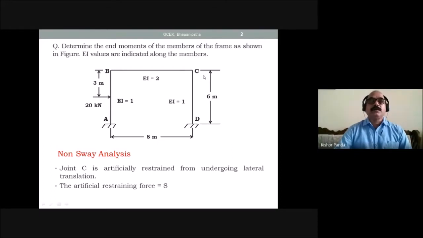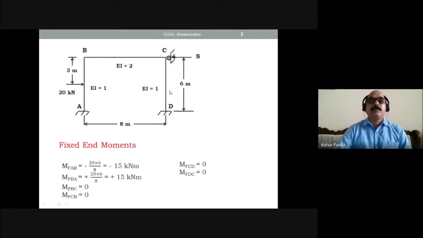So in non-sway analysis, it will provide one restraining force at C, so that the lateral translation of the joint will not take place. Let us take the artificial restraining force as S that you have to apply at point C, in this direction, so that the sway does not take place in the non-sway analysis. This is the frame. So here you apply the artificial restraining force S at point C, so that no sway takes place. The sway of the joint is prevented.